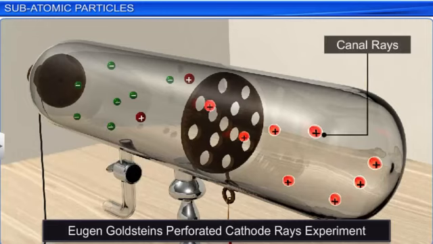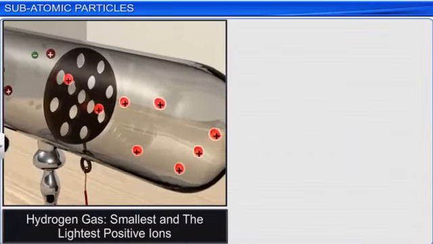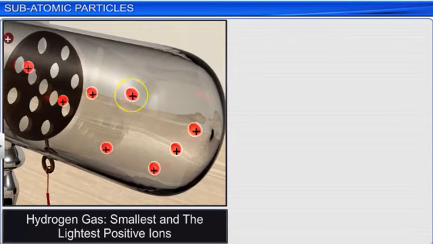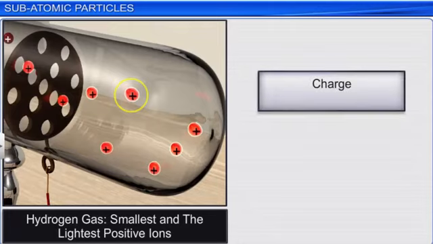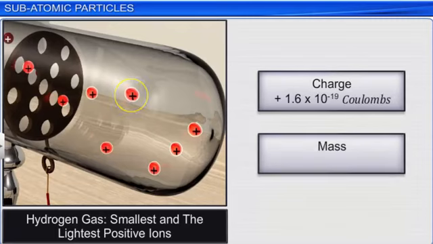They consisted of positive ions, whose charge and mass values depended on the gas inside the discharge tube. Hydrogen gas produced the smallest and the lightest positive ions, with the magnitude of charge same as that of an electron but positive, that is, +1.6 × 10^-19 coulombs, and a mass that was found to be similar to that of a hydrogen atom, that is 1.67 × 10^-24 grams.